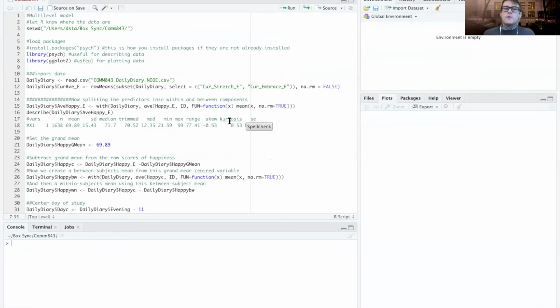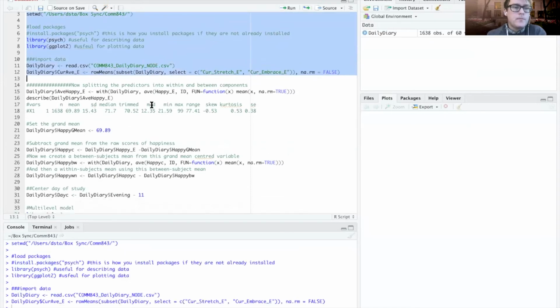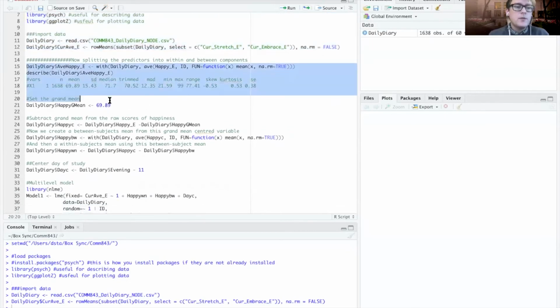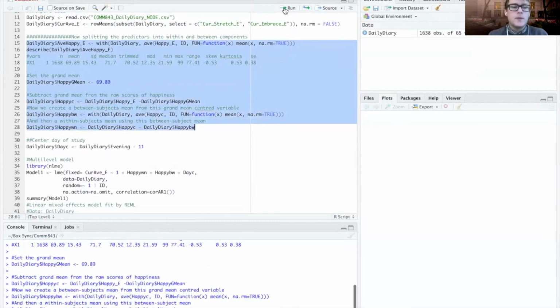All right, so now that we've gone through the multi-level model in our slides, we are going to turn to R and run a multi-level model on our data. So we're telling R where our data are, we're loading in some packages, I'm reading in the data, and I'm making my curiosity variable. I'm splitting my predictors, just like I did in Data Lab 6. So this is just copy and pasted code.